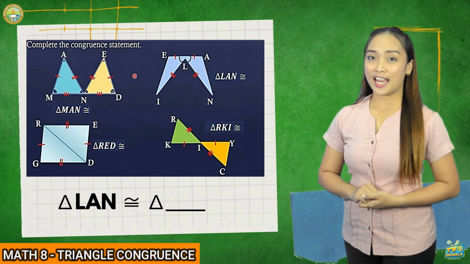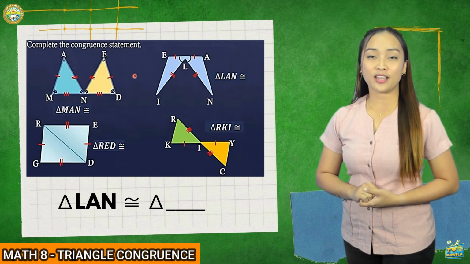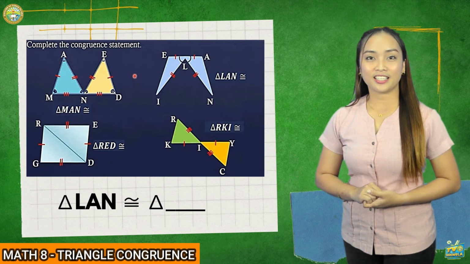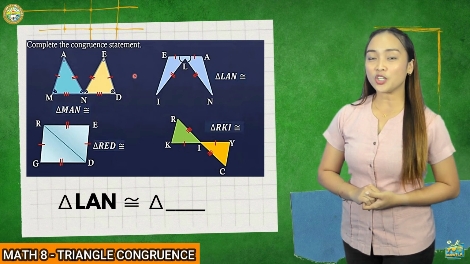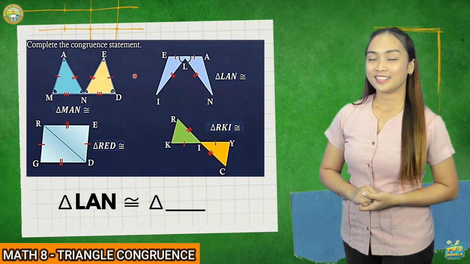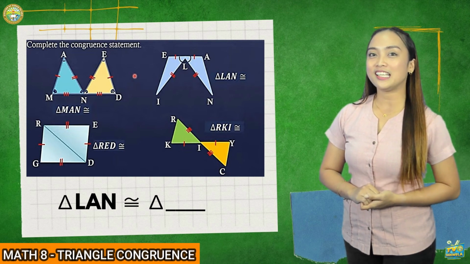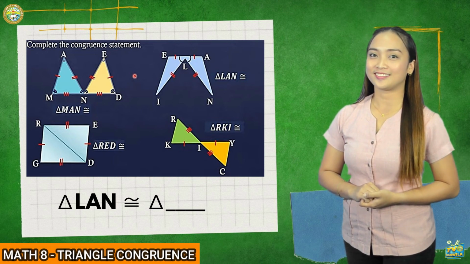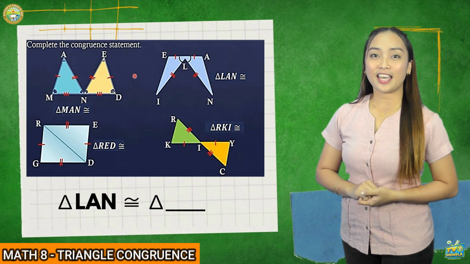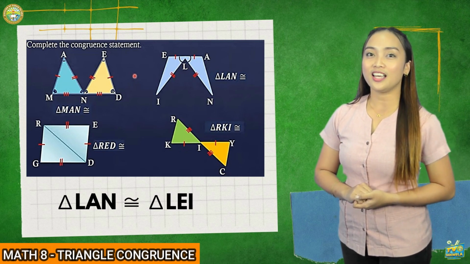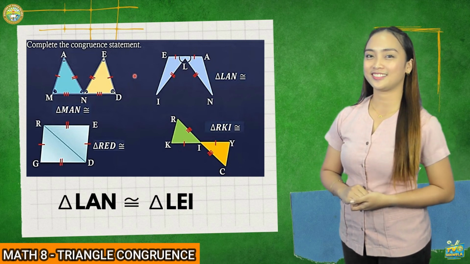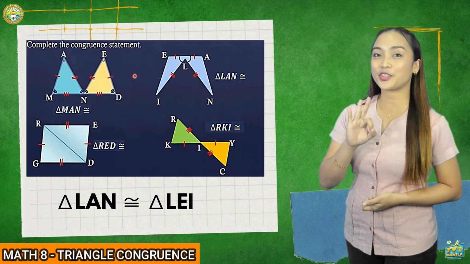Number 2. Triangle LAN is congruent to, please name the triangle and list the vertices in corresponding order. Triangle LAN is congruent to triangle LEI. Nice one.